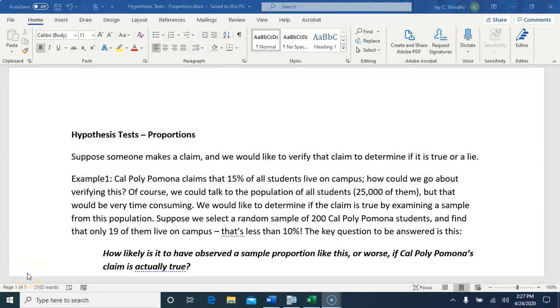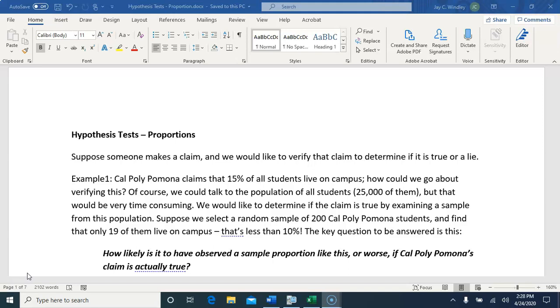Another big topic in the world of inference is the topic of hypothesis tests. And we're going to start off talking about hypothesis tests for a proportion. Suppose someone makes a claim and we want to verify whether the claim is true. For example, Cal Poly Pomona claims that 15% of all students live on campus. How can we verify that?